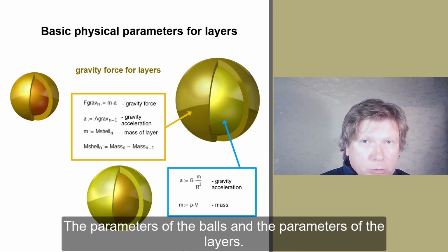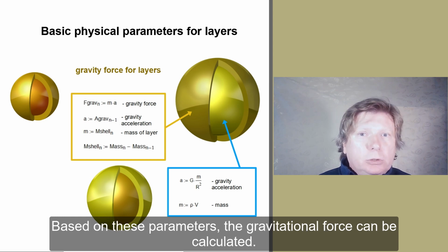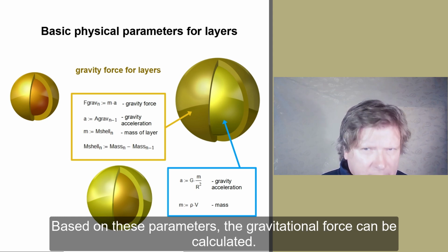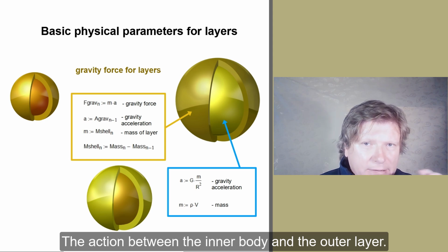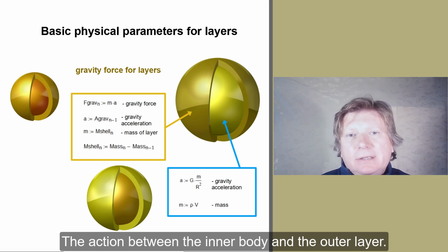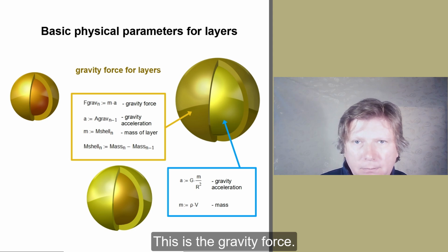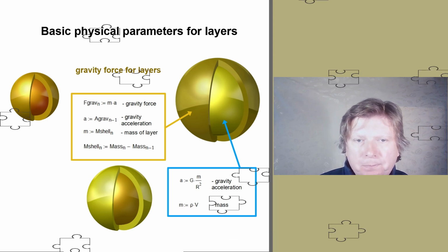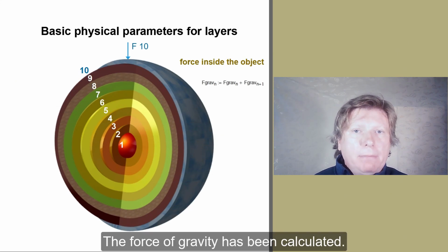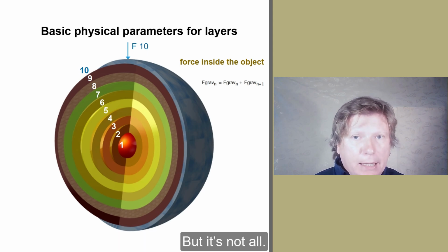So all parameters are known: the parameters of the balls and the parameters of the layers. Based on these parameters, gravitational force can be calculated. The action between the inner body and the outer layer. This is the gravity force. The force of gravity has been calculated. But it's not all.